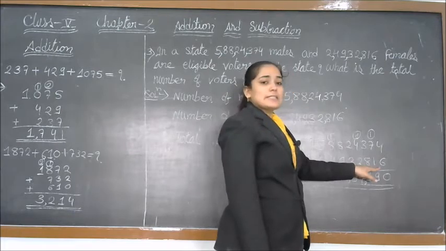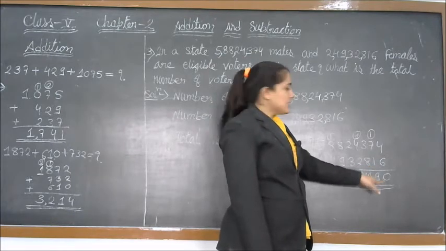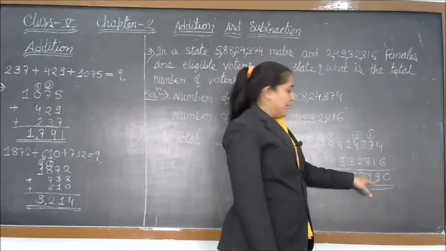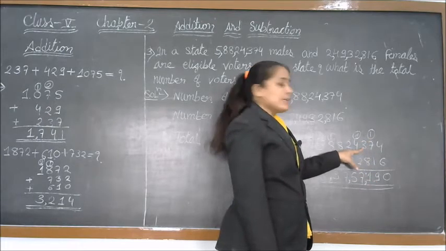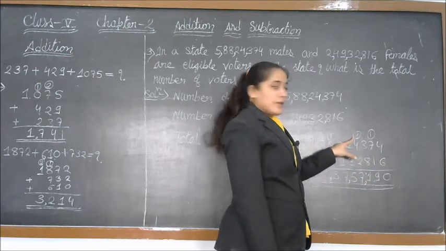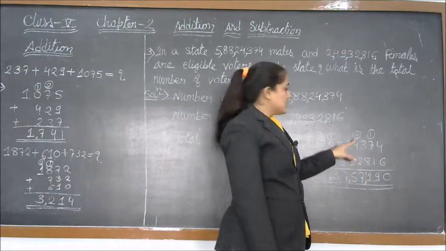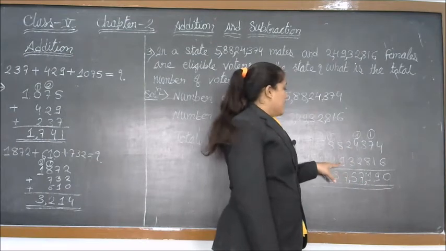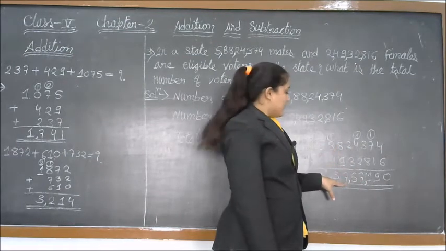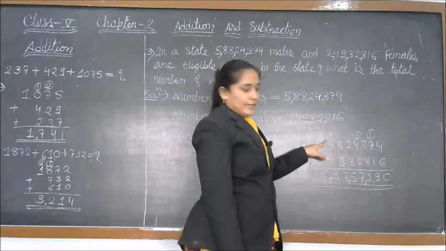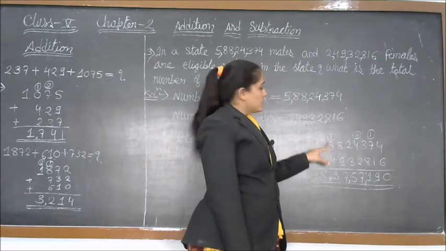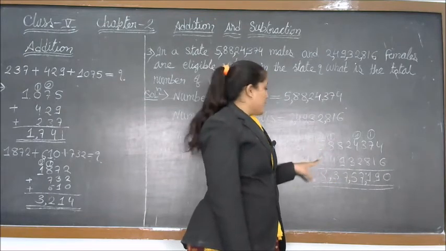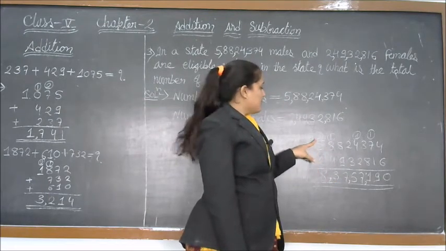Now 4 plus 6 is 10, 0 is here and 1 carry. 1 plus 7 is 8, 8 plus 1 is 9. 8 plus 3 is 11, 1 is here and 1 carry. 2 plus 4 is 6, 6 plus 1 is 7. 3 plus 2 is 5. 9 plus 8 is 17, 7 is here and 1 carry. 4 plus 8 is 12, 12 plus 1 is 13, 3 is here and 1 carry. 2 plus 5 is 7, 7 plus 1 is 8.